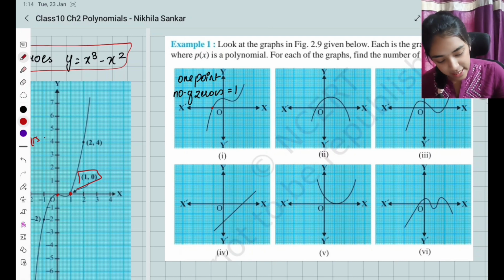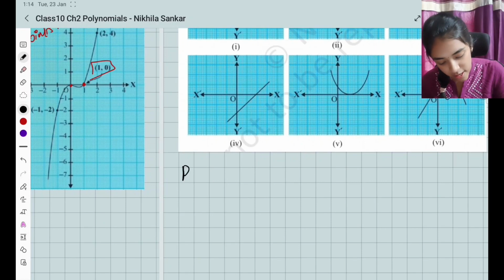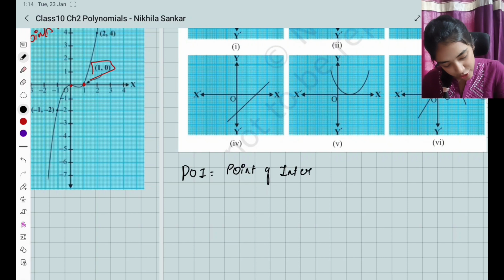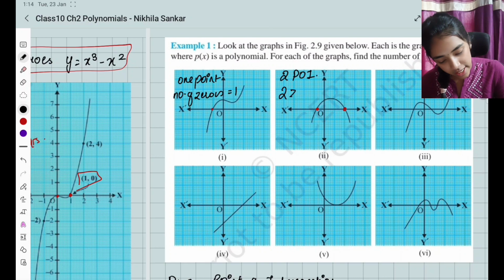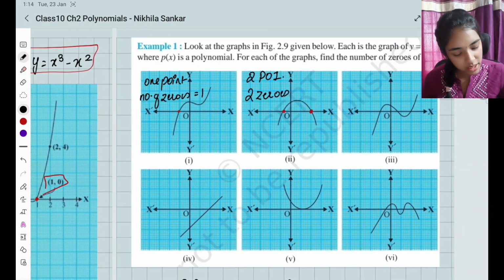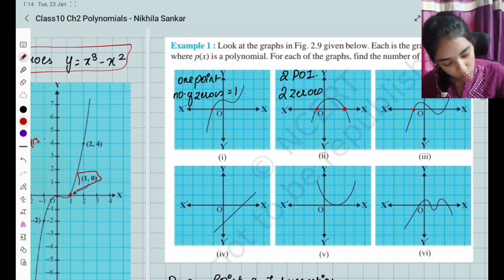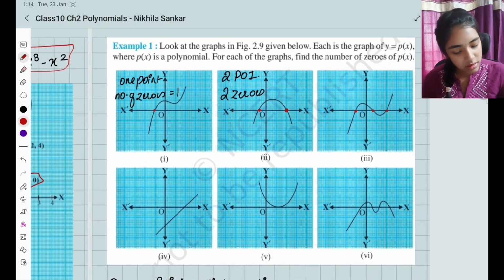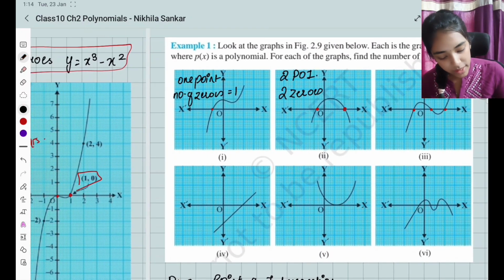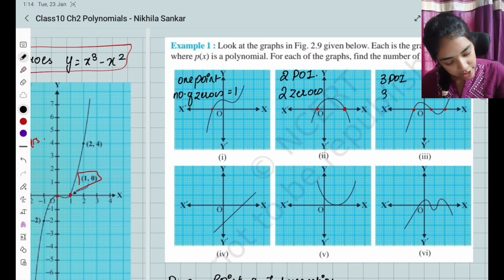இப்போ இந்த இடத்துல I see that I have 1, 2 point of intersection இருக்கு. So 2 points of intersection. POI na enna? I'll write it here. So POI equals point of intersection. Okay? So 2 points of intersection. So எவ்வளோ zeros இருக்கு? I have 2 zeros. Okay? இப்போ third caseல how many points of intersection? I see 1, 2 and 3. 3 points of intersection தெரியுதா? So this is going to be 3 zeros. So 3 points of intersection. So 3 zeros.